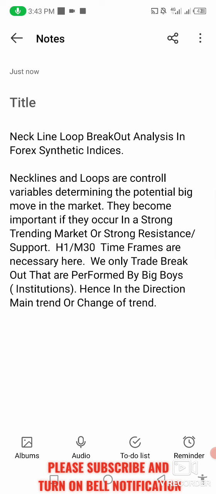In today's video, I'm going to show you something that a lot of traders have missed in the trading industry, and this has made them lose a lot of money. This topic is neckline loop breakout analysis in Forex synthetic indices.